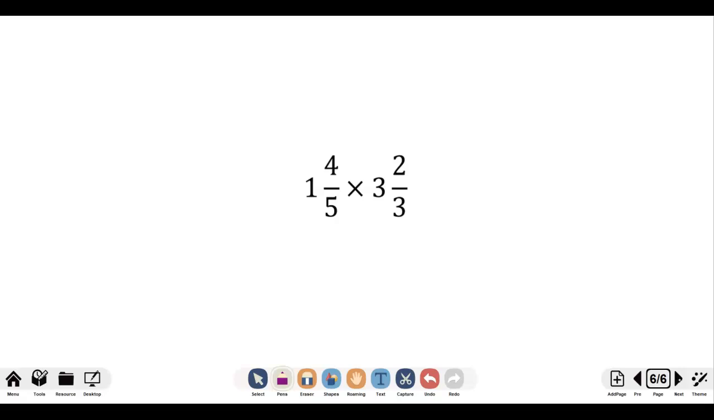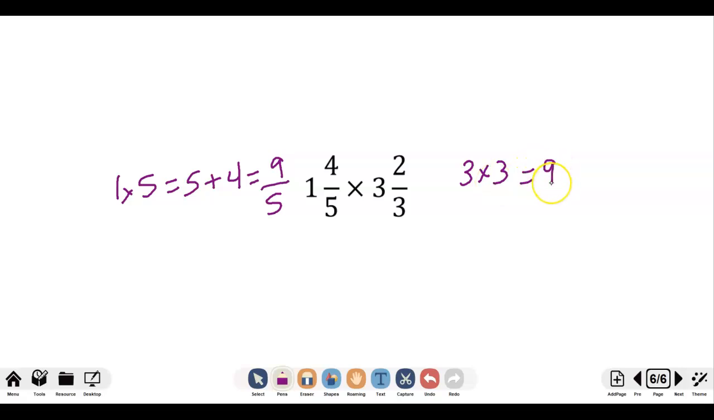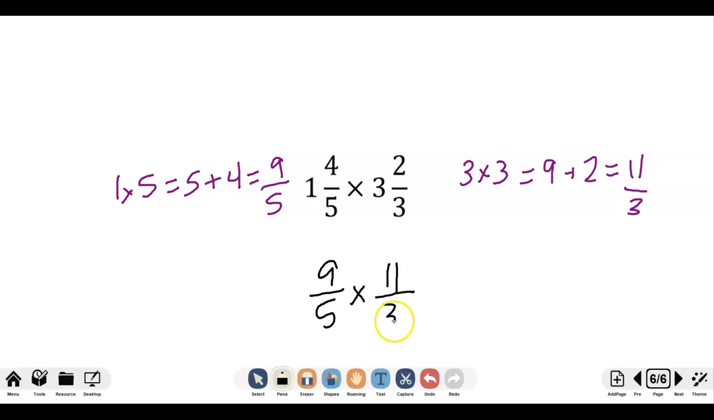So remember, I'm going to do 1 times the denominator, which is 5, and that's 5, and then I have to add that 4, so I get 9 fifths, okay? And over on the right side, I've got 3 times the denominator of 3, which is 9, plus those 2 pieces up on top there, which is 11, and then I have 11 thirds because my denominator stays the same. So rewriting this problem, it's going to look like 9 fifths times 11 thirds.